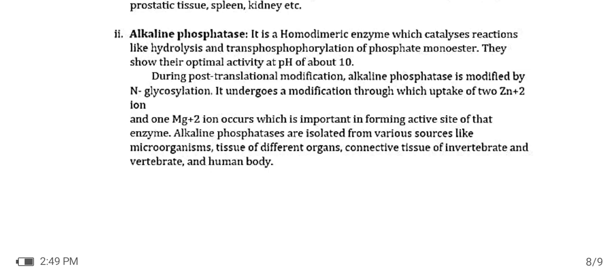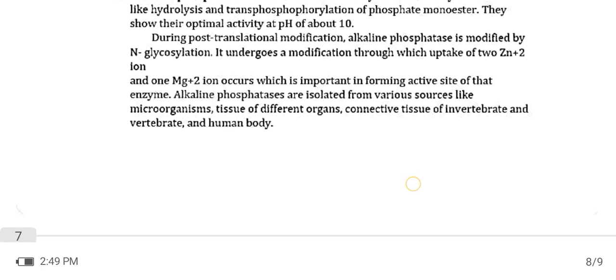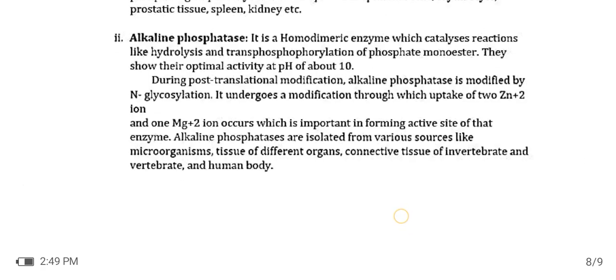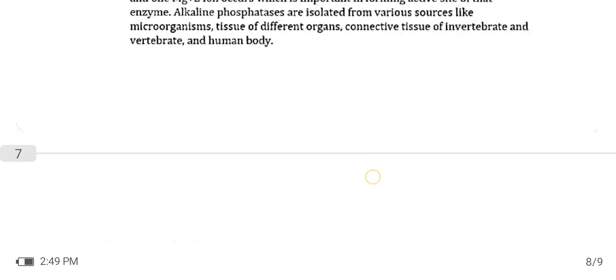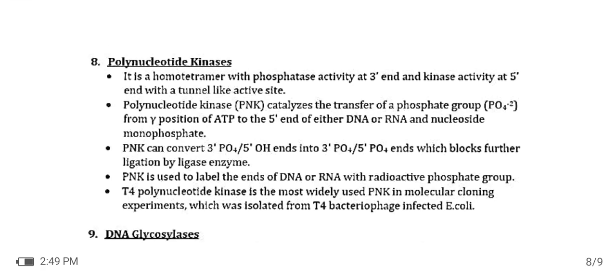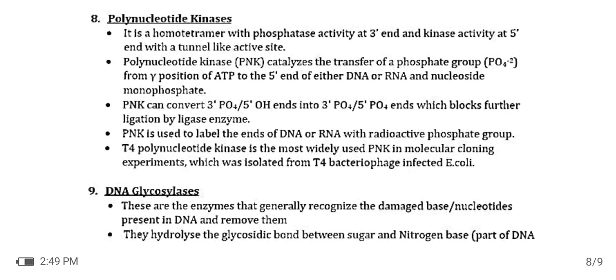During post-translational modification, alkaline phosphatase is modified by N-glycosylation. It undergoes a modification through which uptake of 2 Zn2+ atoms and 1 Mg2+ ion occurs, which is important in forming the active site of that enzyme. Alkaline phosphatases are isolated from various sources like microorganisms, tissues of different organs, connective tissue of invertebrates and vertebrates, and the human body.